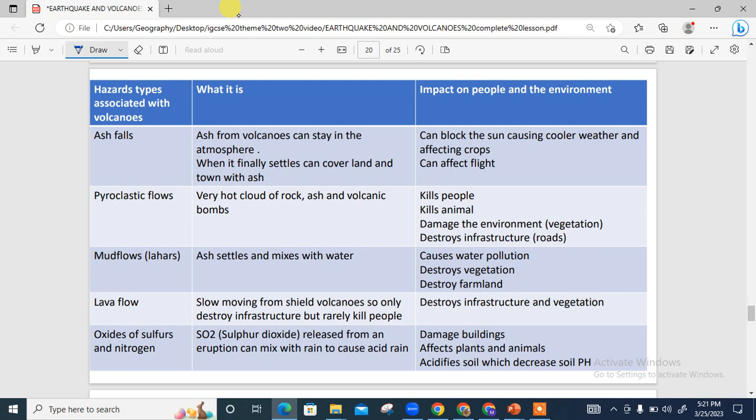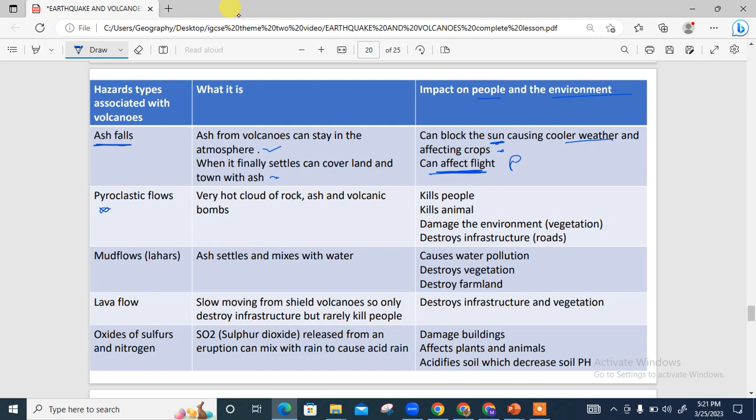Now, hazard types associated with volcano, we have ash cloud. So what it is, when you have ash from a volcano, it can stay in the atmosphere. When it finally settles, it covers large land and towns with what? The ash. Now, what is the impact of this ash cloud on people and the environment? So it can block the sun, that's environment now, causing cooler weather and affecting crops. And people, it can affect flights. So flights will have to be cancelled.